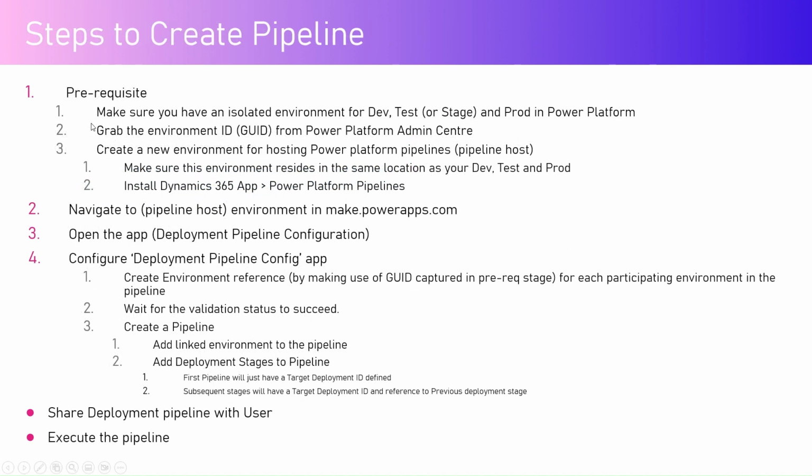Now the process is, first you need to have a prerequisite defined. Make sure you have an isolated environment for dev, test, and prod. Okay, that is the first requirement. Grab the environment ID, GUID. Create a new environment for hosting Power Platform. Make sure this environment resides in the same location. Now this is also one of the criteria, that dev, test, and prod should be in the same location, and at the same time the host environment also needs to be in the same location.